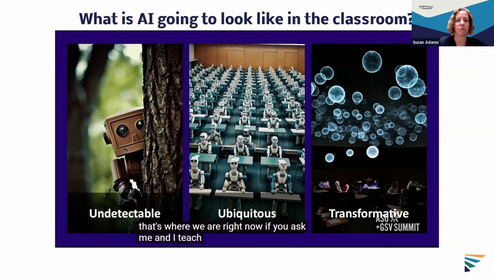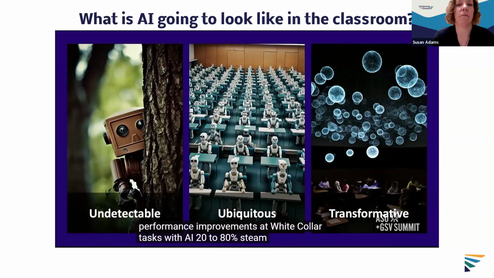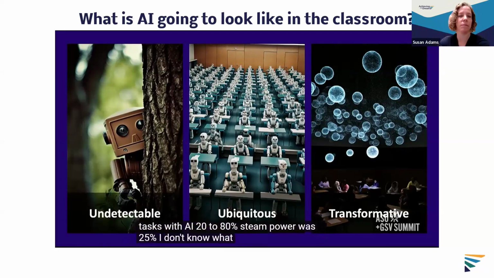If you ask me, and I teach at a business school, what the future of jobs looks like 2 to 3 years out, I don't really know. I know that we're seeing 20 to 80% performance improvements at white-collar tasks with AI. 20 to 80%. Steam power was 25%. I don't know what we do with that information, right? I don't know whether people do more work than they did before, whether the nature of jobs changes. I can't give you an answer to that, but we don't know what's going to happen. A lot is going to happen in the near future.